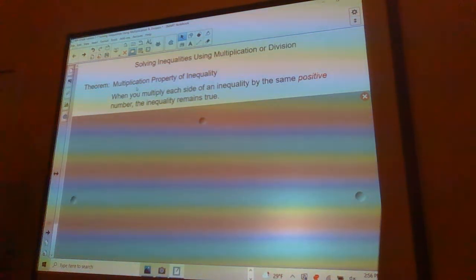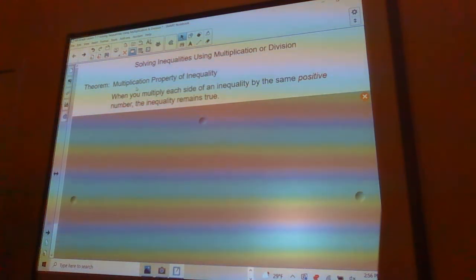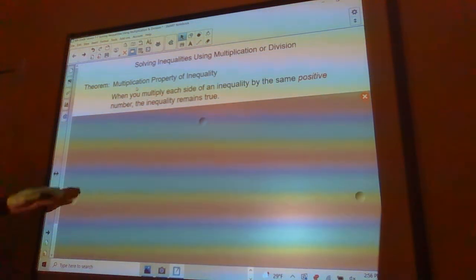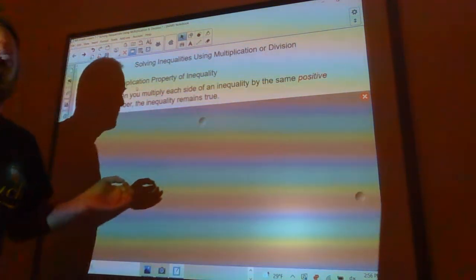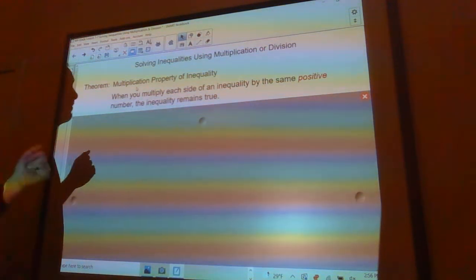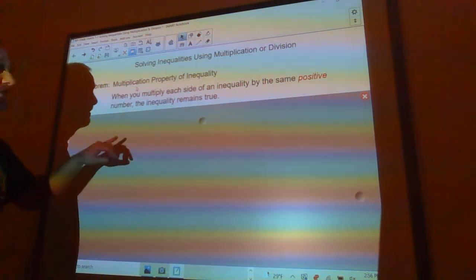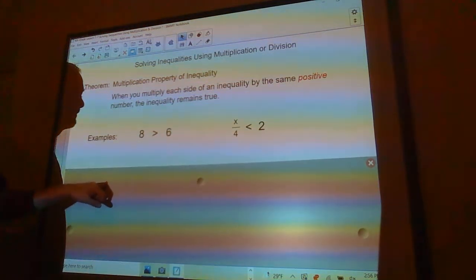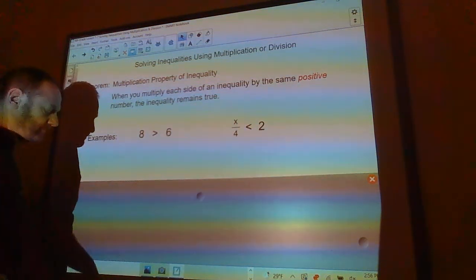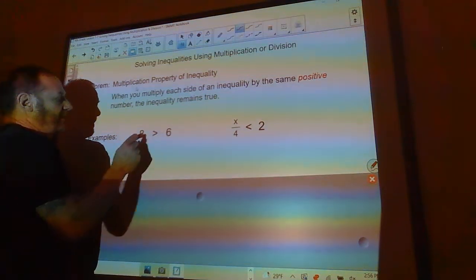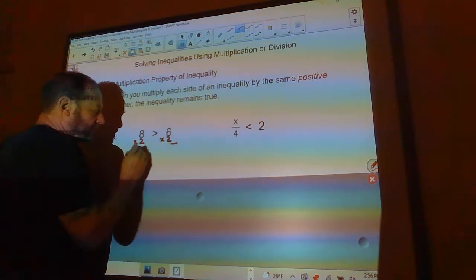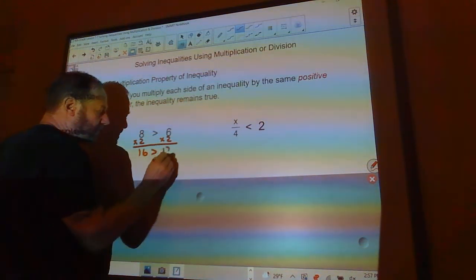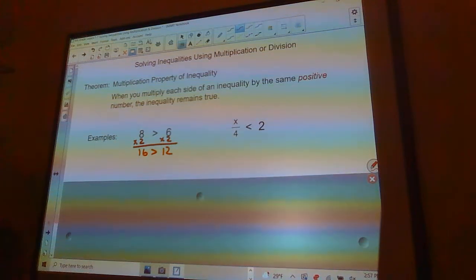Multiplication property of inequality. When you multiply each side of an inequality by the same positive number, the inequality remains true. Now before, with an equality, if you multiplied by any number except 0, it remained true. But now it has to be a positive number. For example, if I multiply this by 2, times 2 here and times 2 here, I get 16 is greater than 12, which is still true. 8 was bigger than 6, and 16 is bigger than 12.